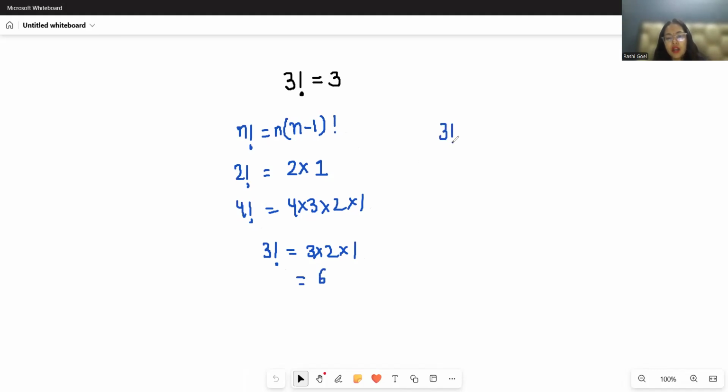So we check whether 3 factorial is equal to 3. No, because 3 factorial is 6, and 6 can't be equal to 3. So they are not equal to each other.